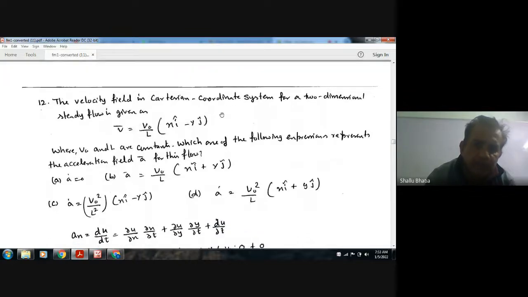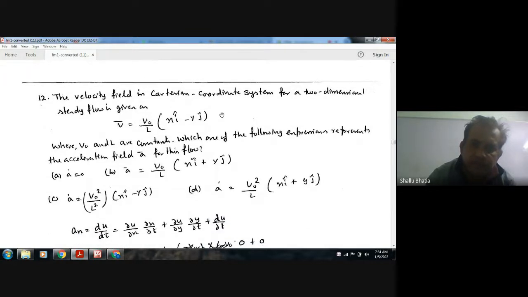Next, the velocity field in a Cartesian coordinate system for a two-dimensional steady flow is given as V equal to V naught by L times (x i minus y j), where V naught and L are constants. Which one of the following represents the acceleration field a for this flow? So here the velocity is two-dimensional. So u is V naught by L into x, and v is minus V naught by L into y.